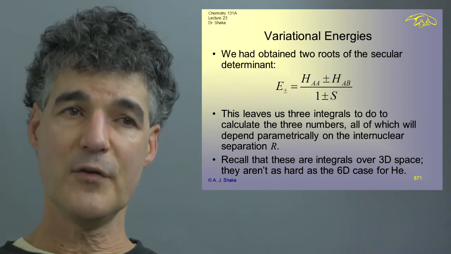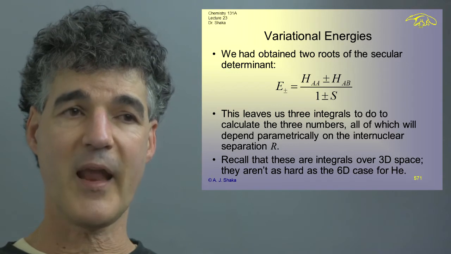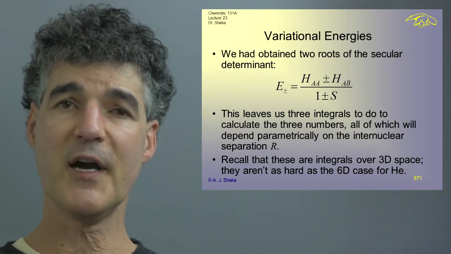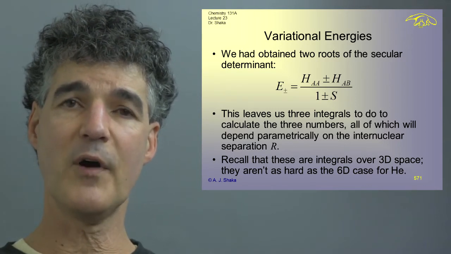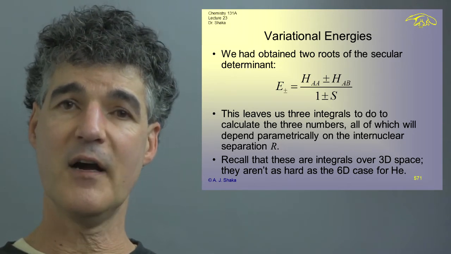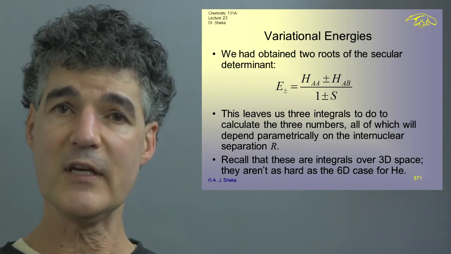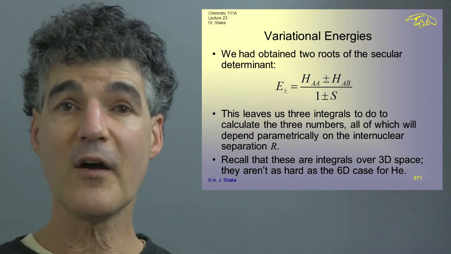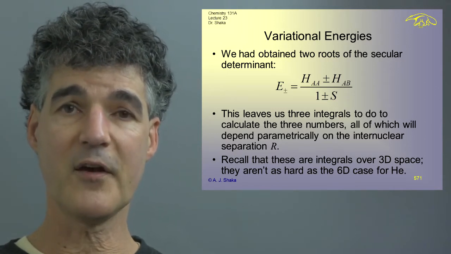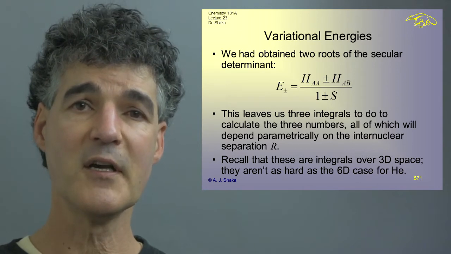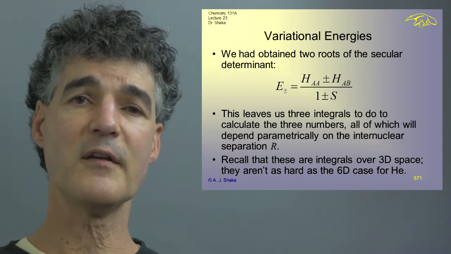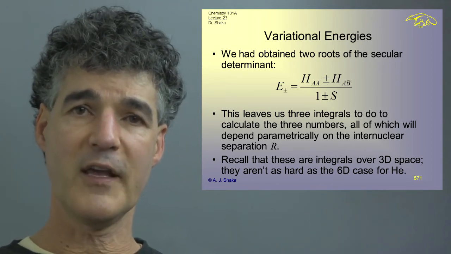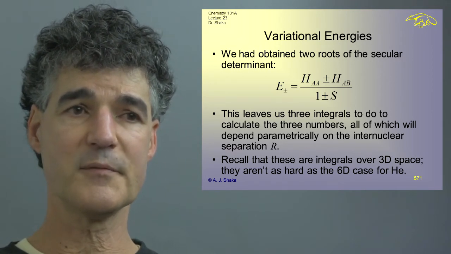We had obtained two roots of the secular determinant, and they are E plus or minus is equal to HAA plus or minus HAB divided by 1 plus or minus S. And these terms HAA, HAB, and S are shorthand for numbers which will depend on big R. The number that we get will depend on big R, so you could consider it to be a function of big R. But these are things that integrate out the coordinates of the electron and just return the value for the expectation value of these things.